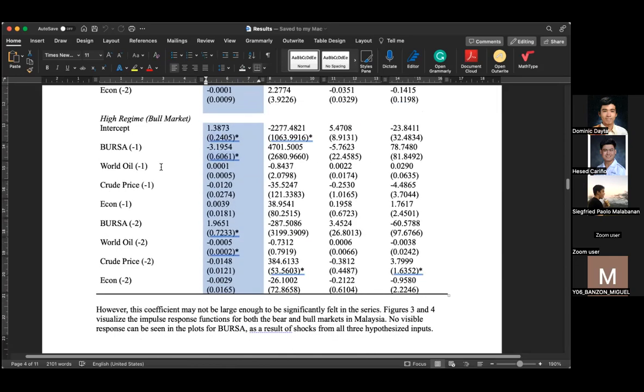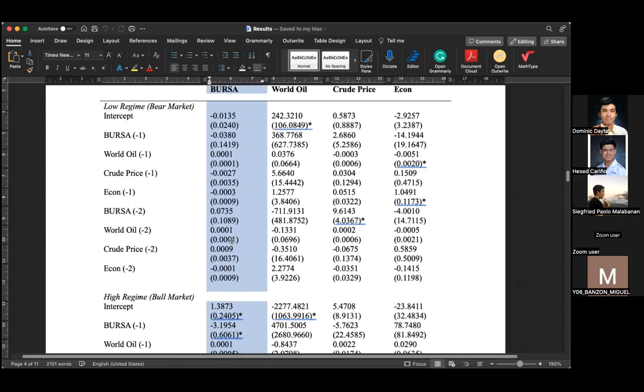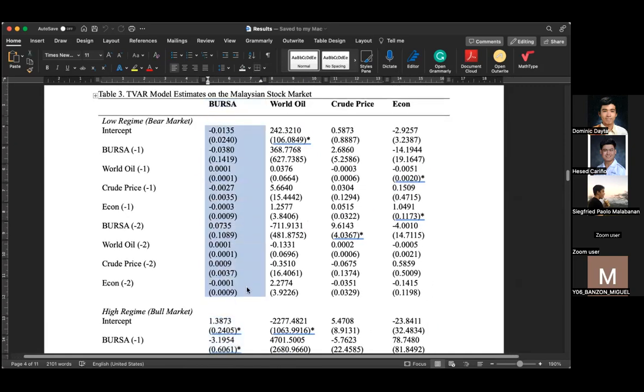And then the other one is the high regime or the bull market regime. And dito natin mako-compare kung kailan significant yung prices mo. So for example, in a bear market, you'll notice kapag may asterisk, yung value na to is yung impact. Ito yung actual impact on Malaysian index. Ito naman yung standard error. So this is just telling us about the level of certainty in the estimates.